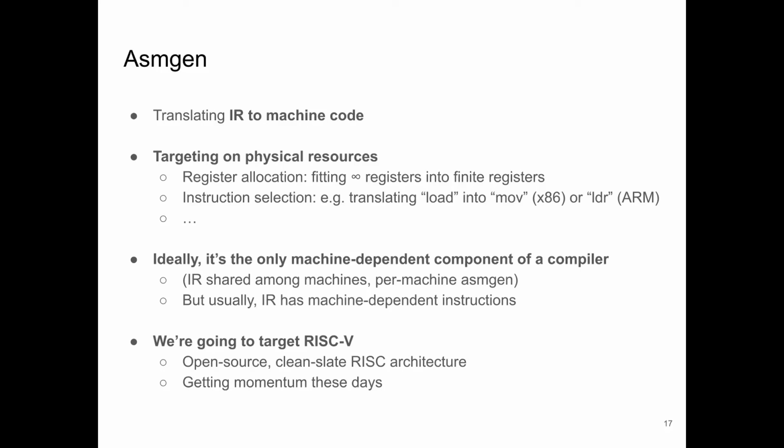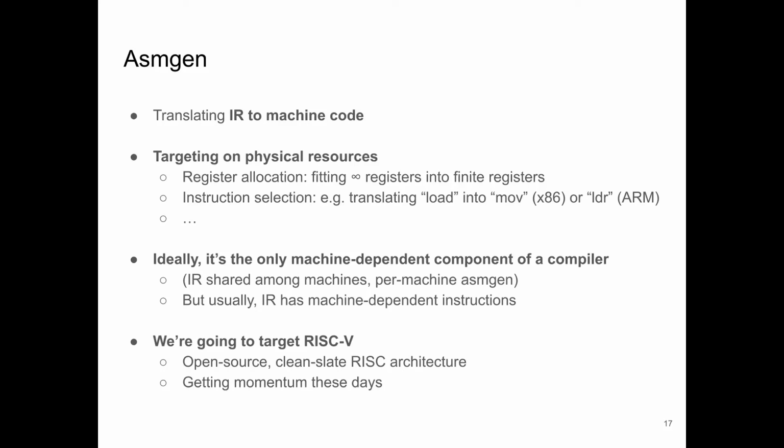The most important thing to do in this ASM-Gen is register allocation. Usually in the IR, you assume there are an infinite number of registers because it is easier to deal with. But in reality, there are only a finite number of registers. So you have to map such an infinite number of registers into a finite number of registers. And that is called register allocation.